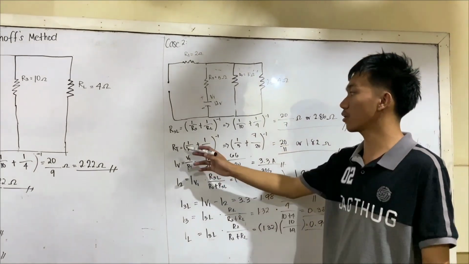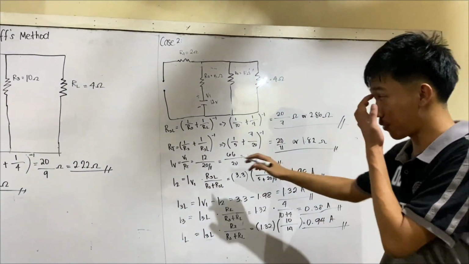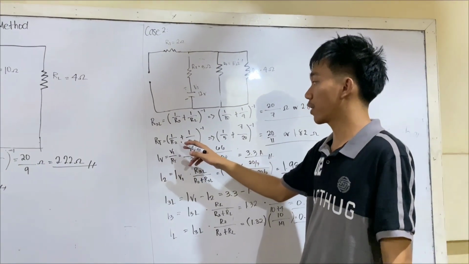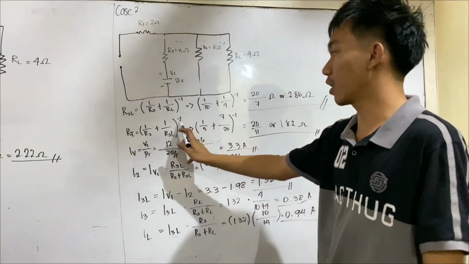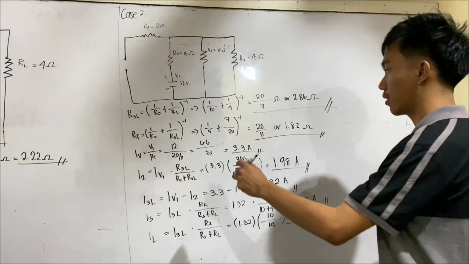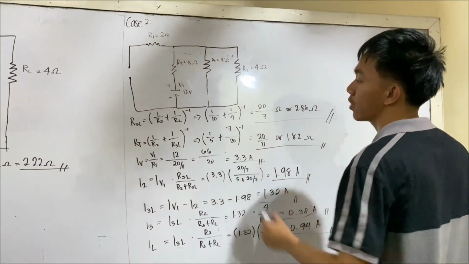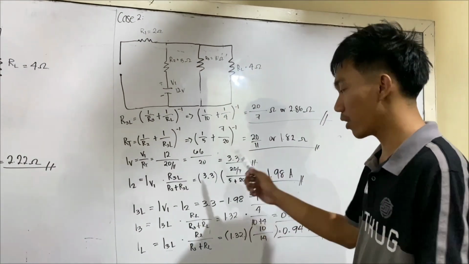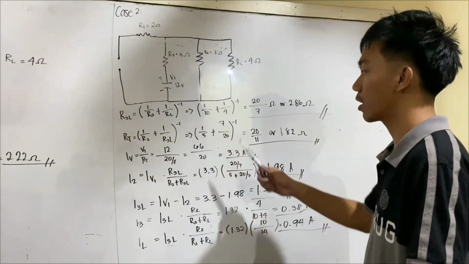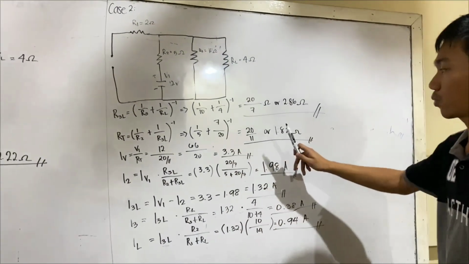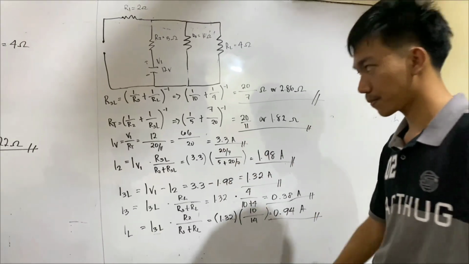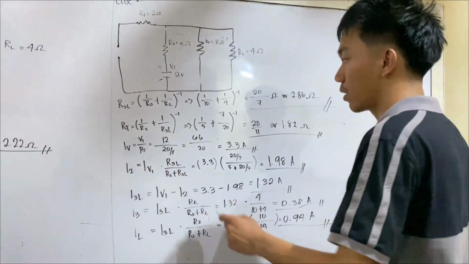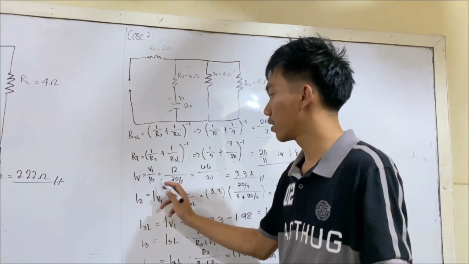Then to get our total in case 2, we will have this formula: 1 over R2 plus 1 over R3L, raised to the negative 1. Then again, we will just substitute the values: 1 over 5 plus 7 over 20, raised to the negative 1, equals 20 over 11 or 1.82 ohms of our RT.